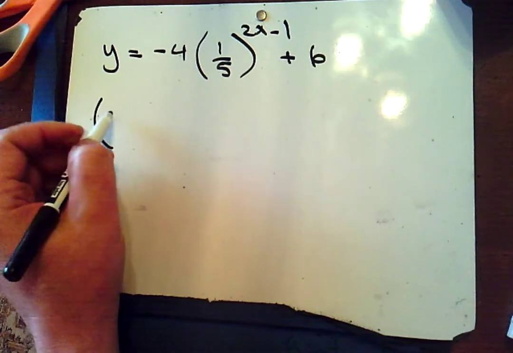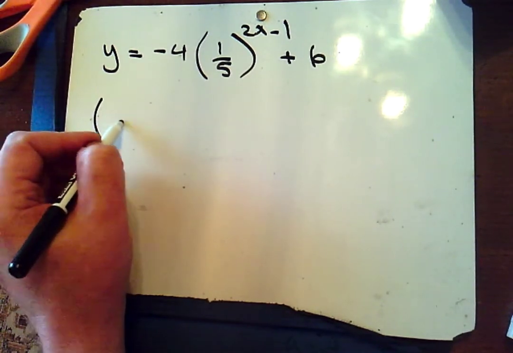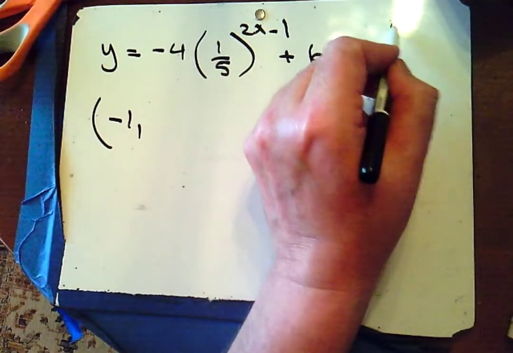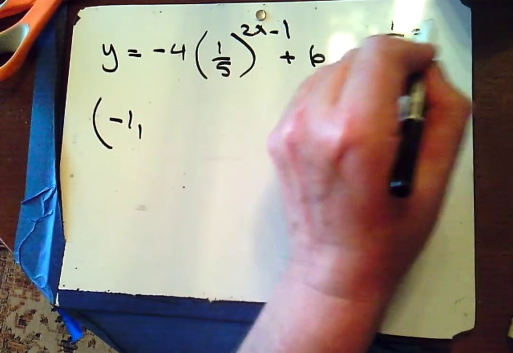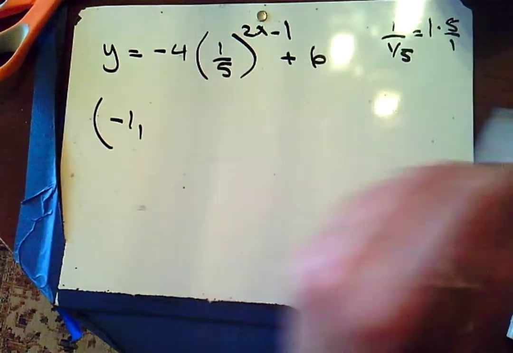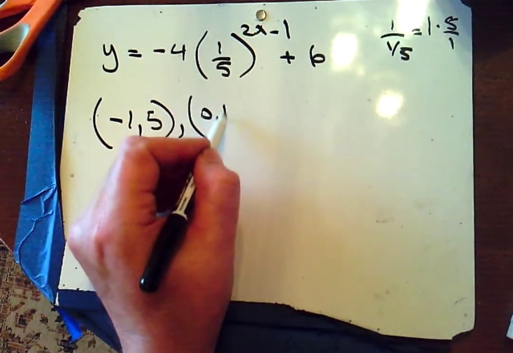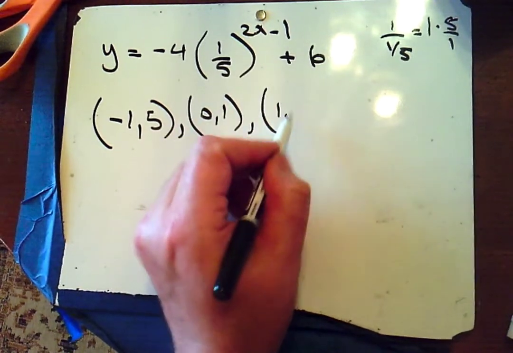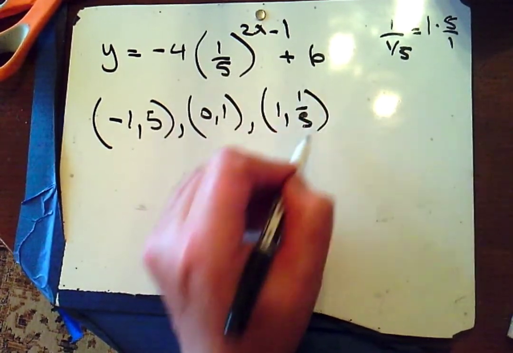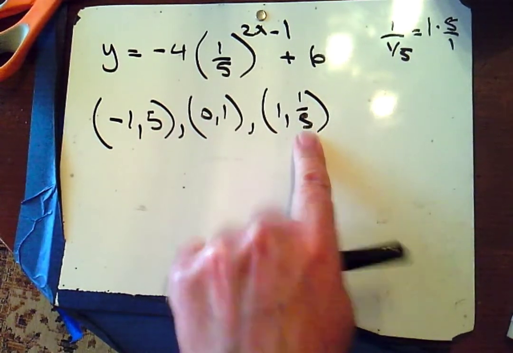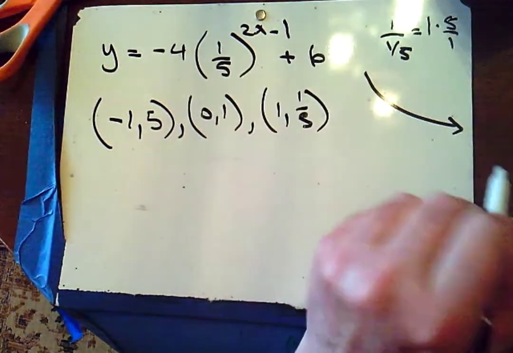Hi. I'm going to start off by writing down the reference points. Negative 1, 1 over b. Well, 1 over 1/5 is the same as 1 times 5 over 1, or 5. Then I have 0, 1, and 1, 1/5. Notice my biggest y is over here and my smallest y is over here, which means I have exponential decay.